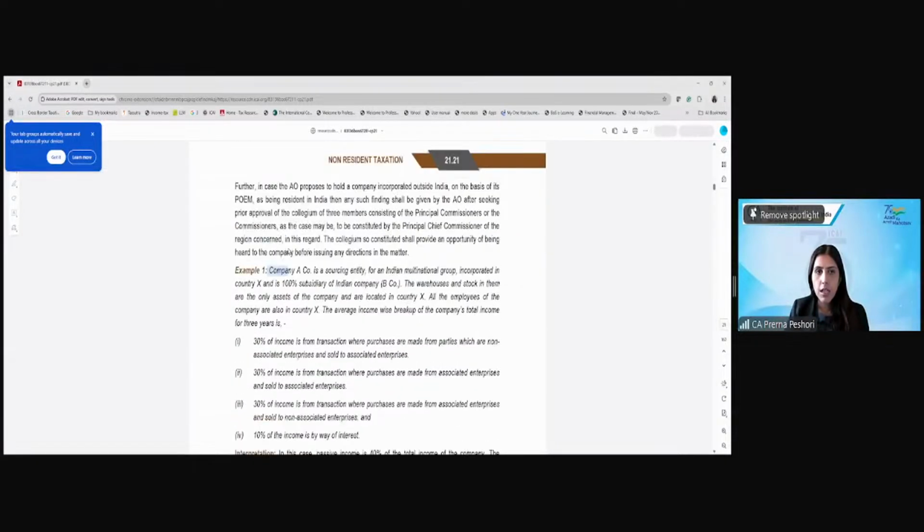Example 1. Company A is a sourcing entity for an Indian multinational group incorporated in country X and is 100% subsidiary of B. The warehouses and stock in them are the only assets of the company and are located in country X. All the employees of the company are also in country X. Average income wise breakup is given for the 3 years period. 30% is from the purchases made from parties which are non-A and sold to A. 30% is made from A and sold to A. 30% is from the purchases made from A, sold to non-A, and 10% is by way of interest.